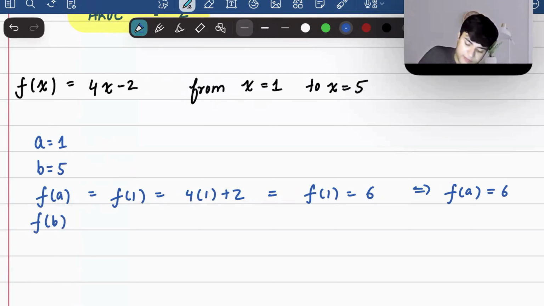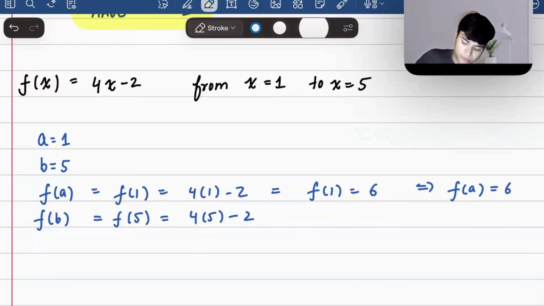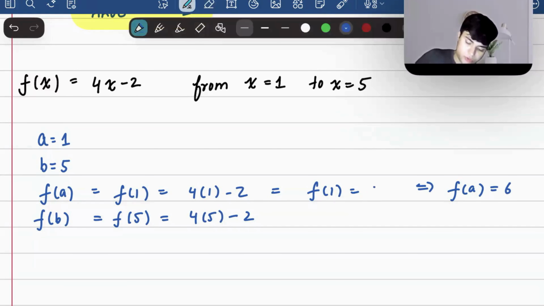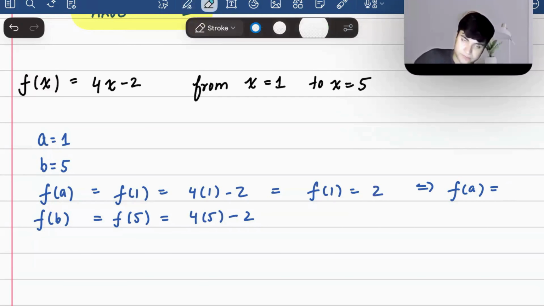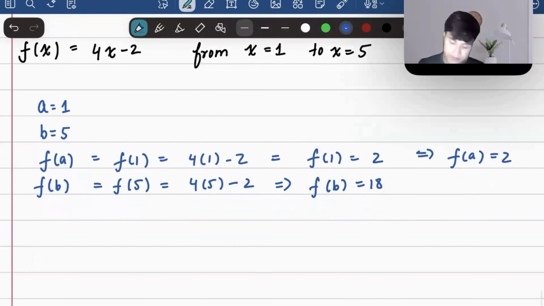Similarly, let's find f of b, which equals f of 5, which equals 4 times 5 minus 2. Hey, this is minus 2. So this will be 4 minus 2, which is 2, not 6. Okay, this gives me 4 times 5, which is 20. 20 minus 2 is 18. So f of b equals 18. Okay, great. Now we know everything.